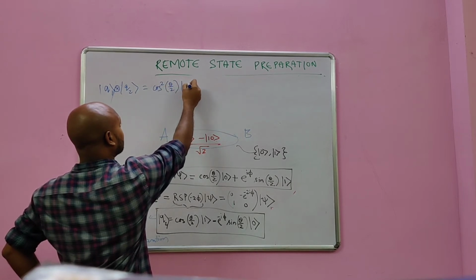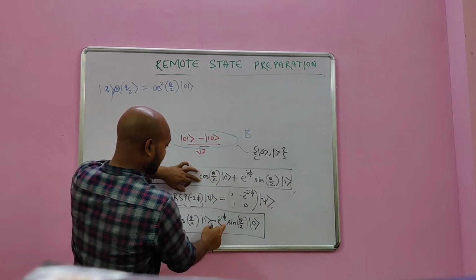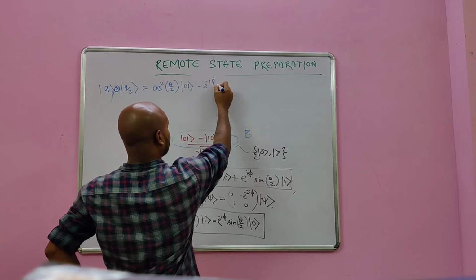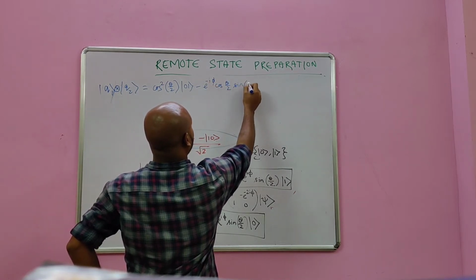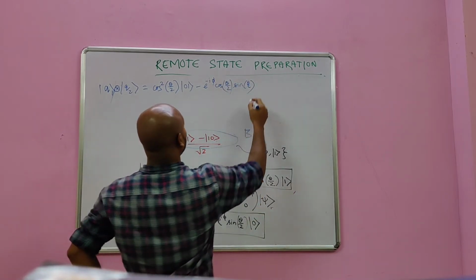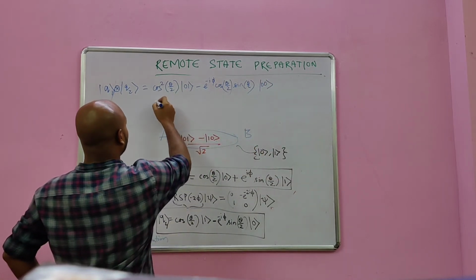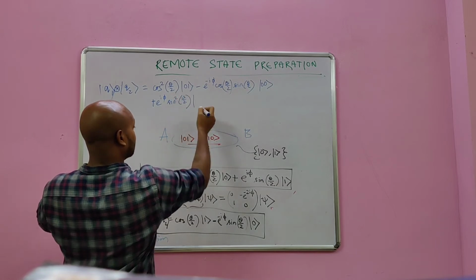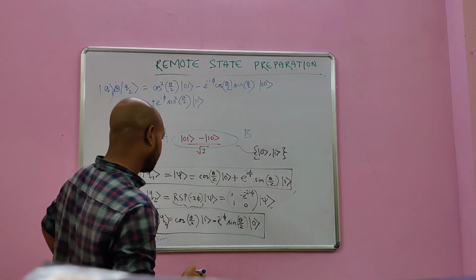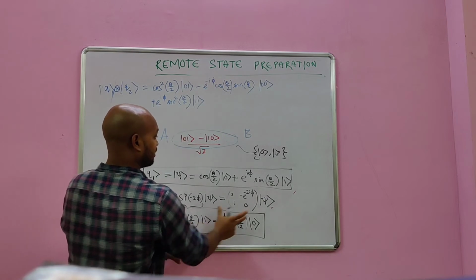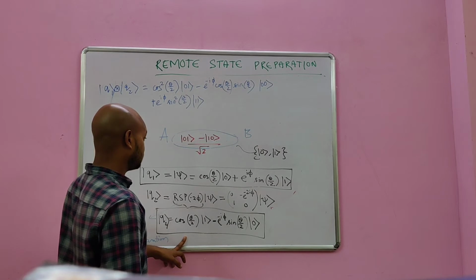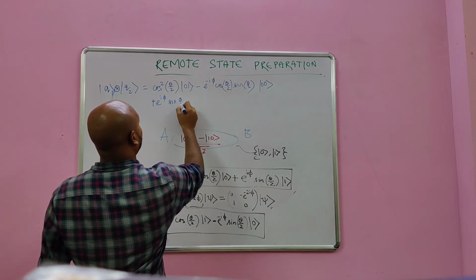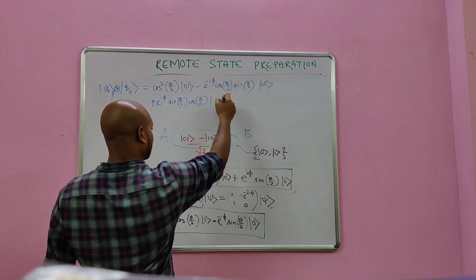Cos square theta by 2, 0, 1, then minus e power i phi, cos theta by 2, sin theta by 2, 0, 0. Minus e power minus i phi, cos theta by 2, sin theta by 2, 0, 0. Then next is plus e power i phi sin square theta by 2, 1, 1. I am multiplying this with this and then I will multiply this and this. Then sin theta by 2, cos theta by 2, 1, 1.